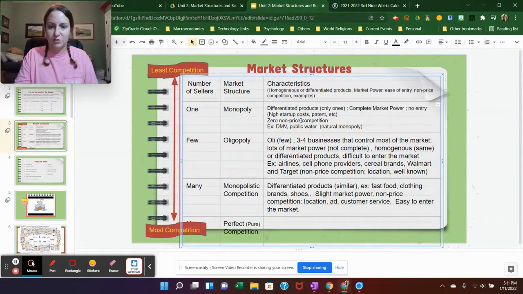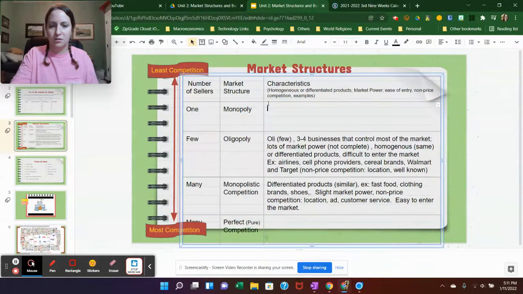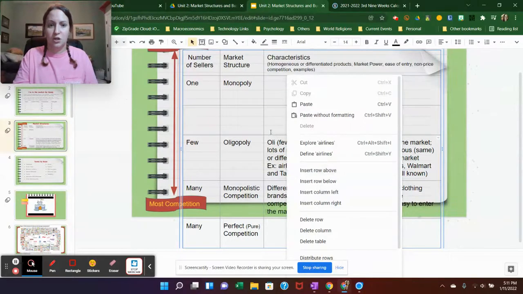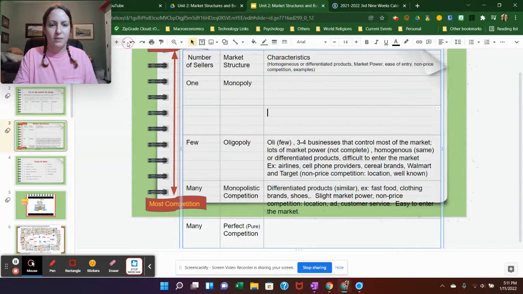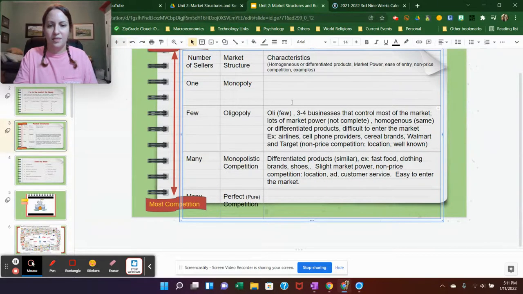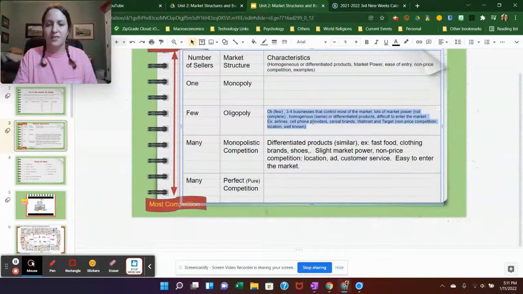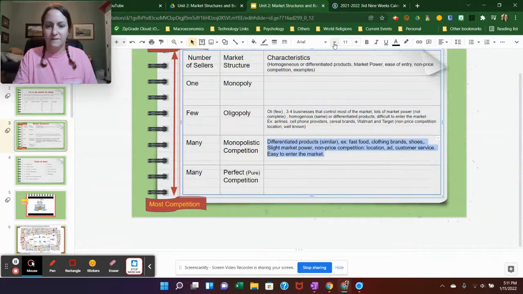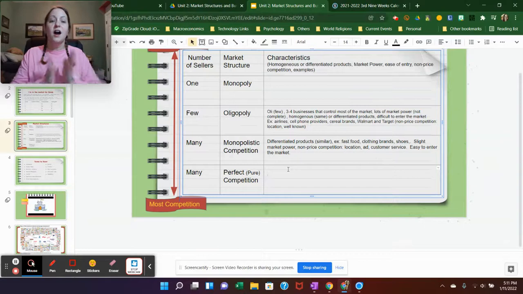And since I'm running out of space here, I'm going to delete all the stuff that's here so I can write perfect competition. All right. Stop. What did I just do? Back. Go away. There we go. Maybe I will make the font smaller so you can still see it. Nice. Okay.